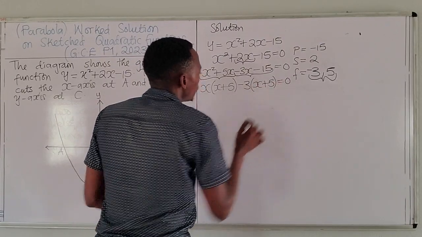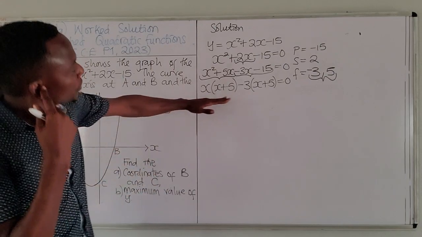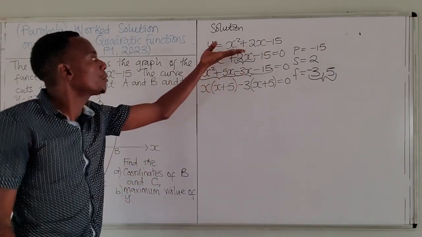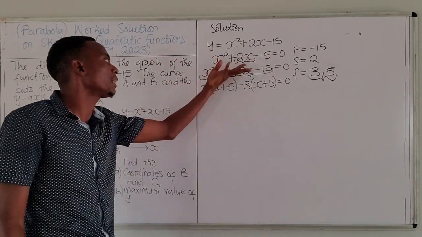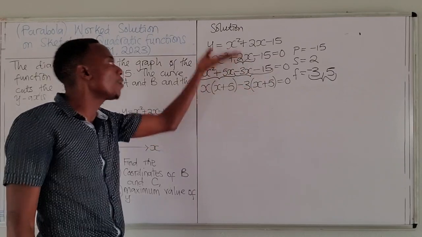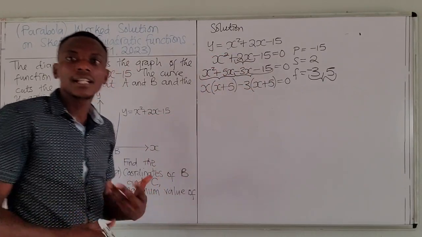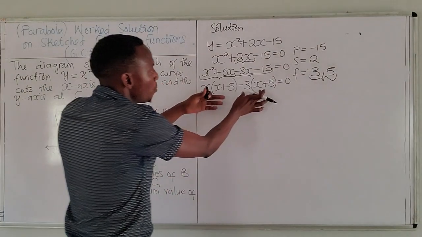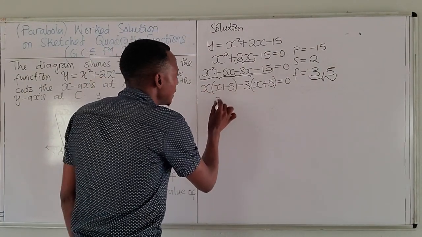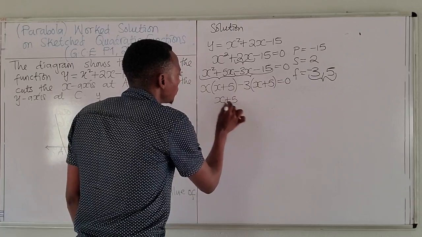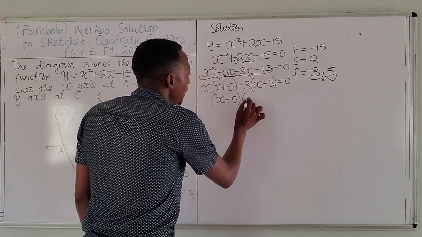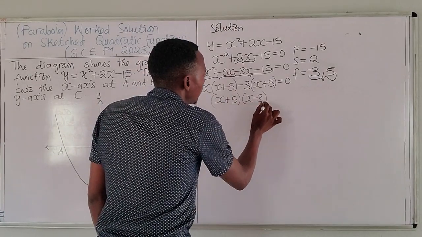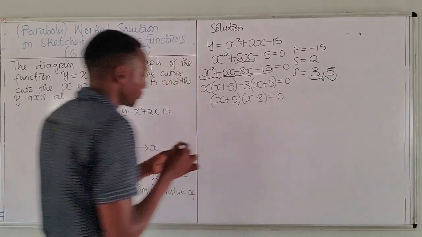Please take note that once you factorize, or whatever we do here, it should be able to take us back. Even here, it should be able to take us back. Once we realize that we can't go back, it means that we may have gone somewhere wrong. So here, what is common on either side of the minus sign is x plus 5. Then we remain with x minus 3 is equal to 0.